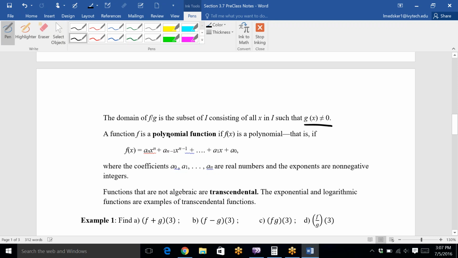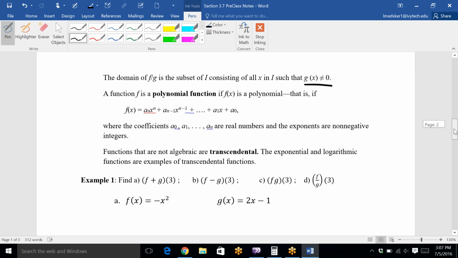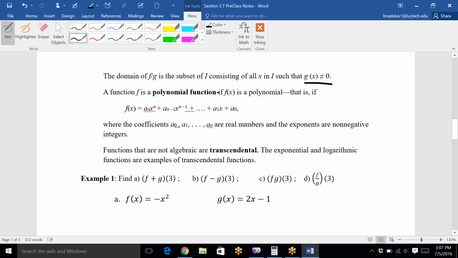So in other words, what do the two domains have in common as long as the numbers don't create denominator issues? A polynomial function, which is just a bunch of terms added and subtracted together, like quadratics or cubics or linear functions, those are all going to have pretty much all real numbers. Functions that are not algebraic will be transcendental. We won't talk about these until the last unit, but the exponential and logarithmic are transcendental functions, which are what we're going to study in our last unit of material.